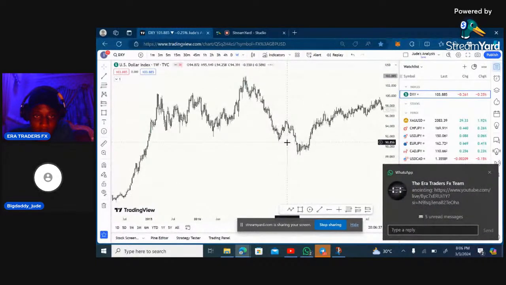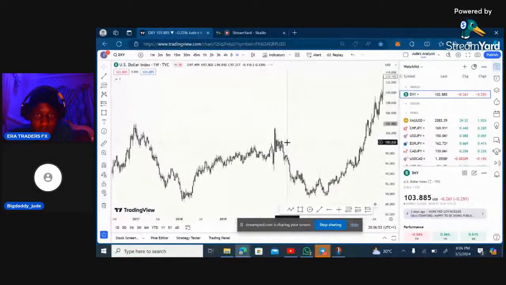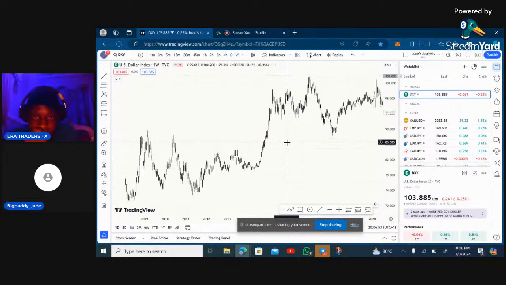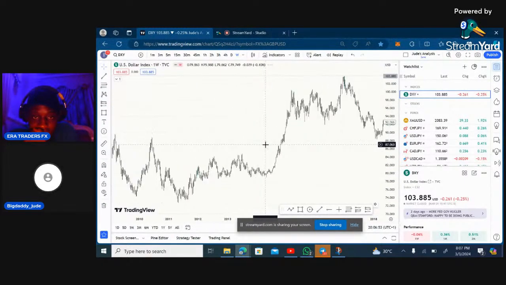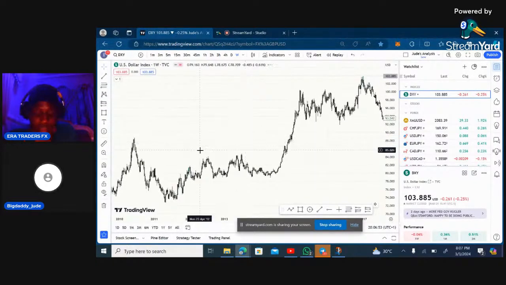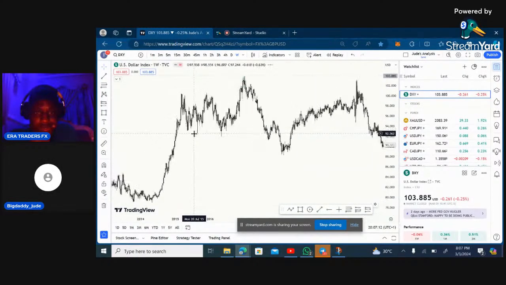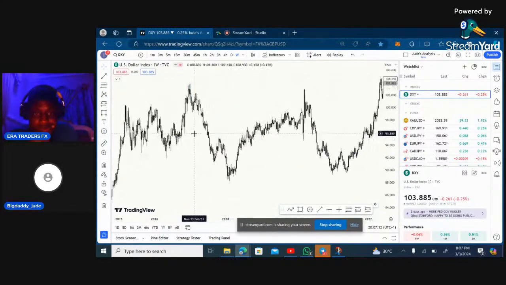So this is the dollar index on the weekly time frame. And overall, what can we observe here? Overall, you can see a bullish trend on this market. And what is a bullish trend? The highs have been taken out. You can see higher highs, higher lows, and a massive upward push of the dollar on the weekly charts.